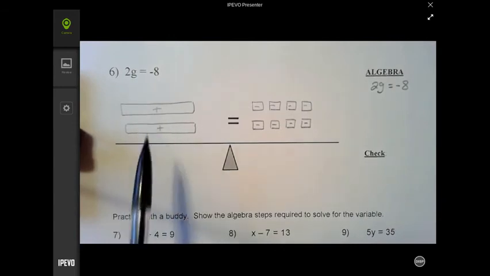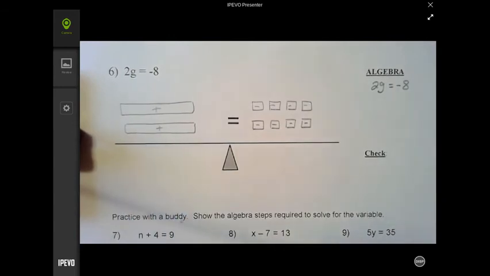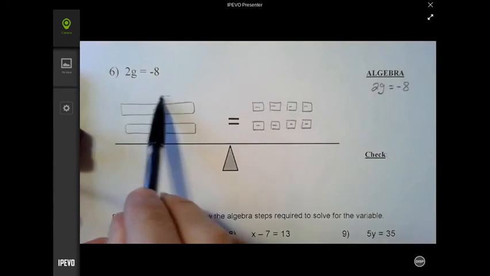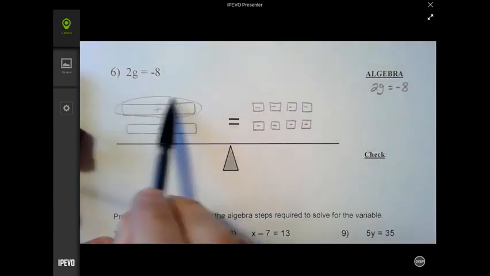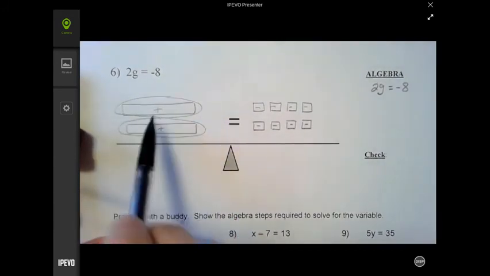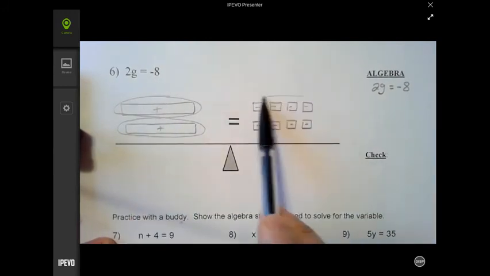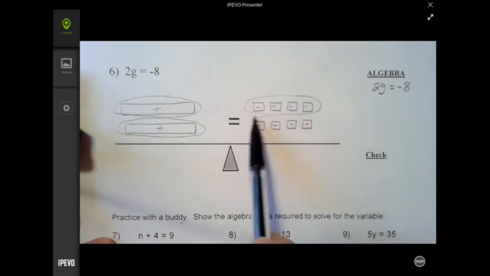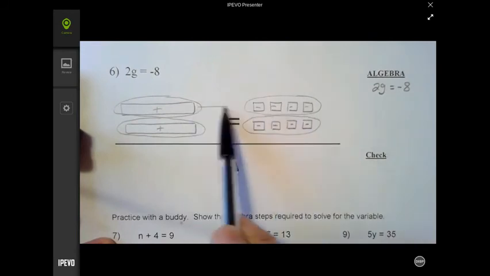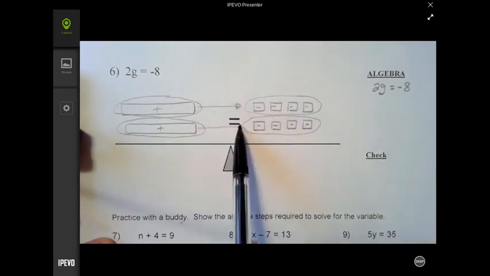Since I have 2g's and I want to get the value of 1g, I'm going to divide this into 2 equal groups. So I'm going to have 1g in each group. Since I divided the left into 2 groups, I'll divide the right into 2 groups. And in each group, you're going to end up with a -4. So each variable should be equal to -4.